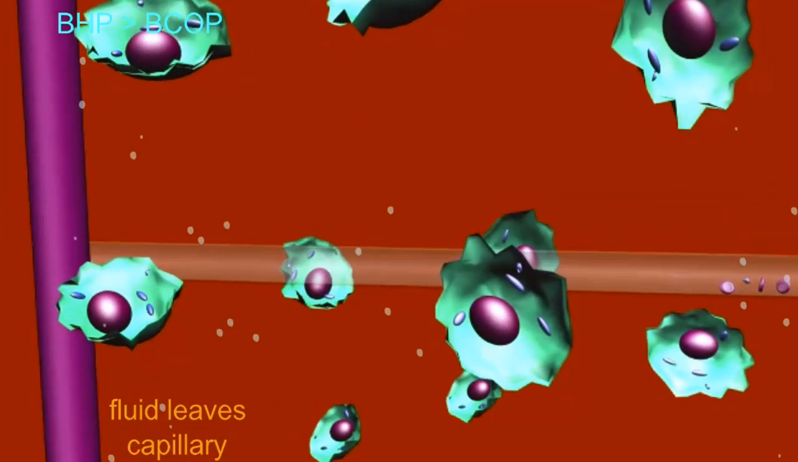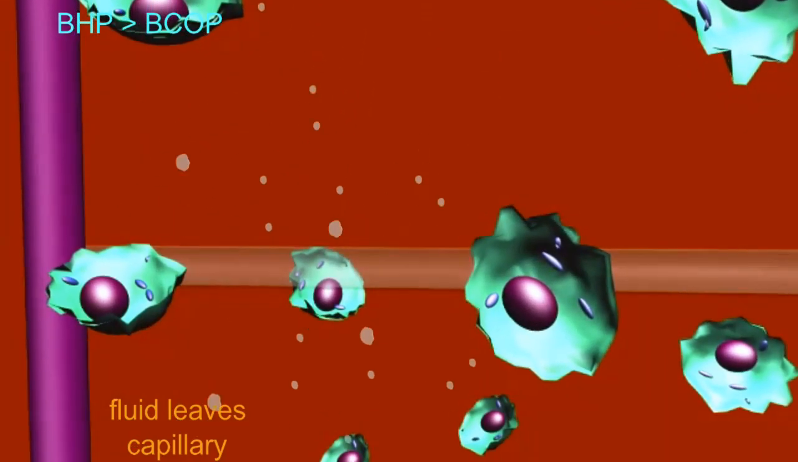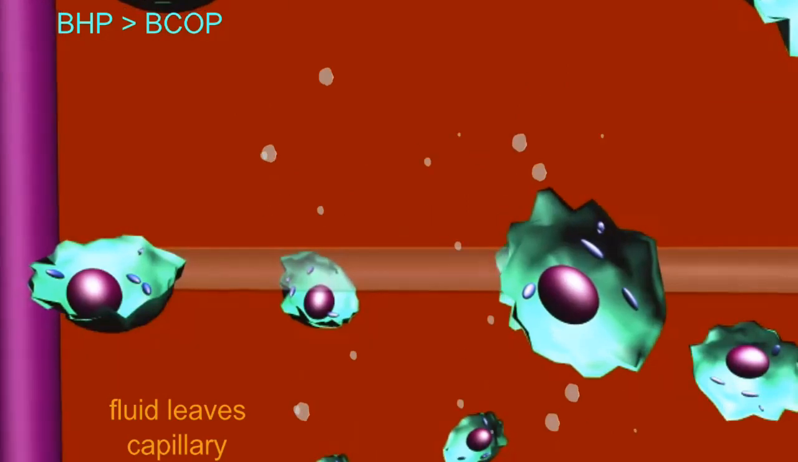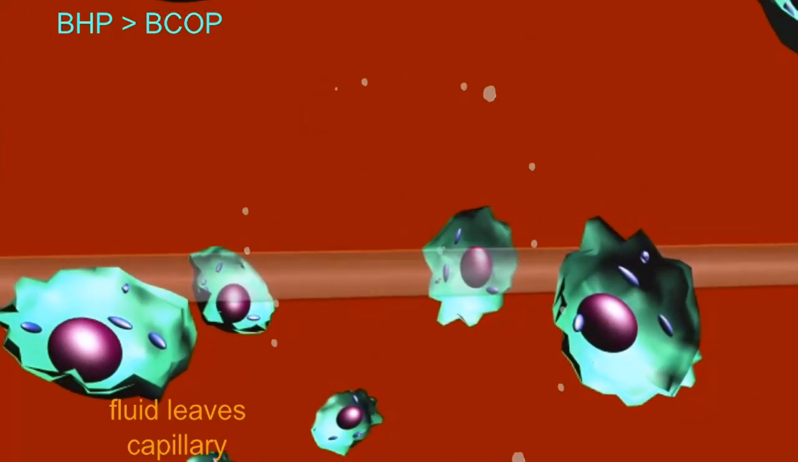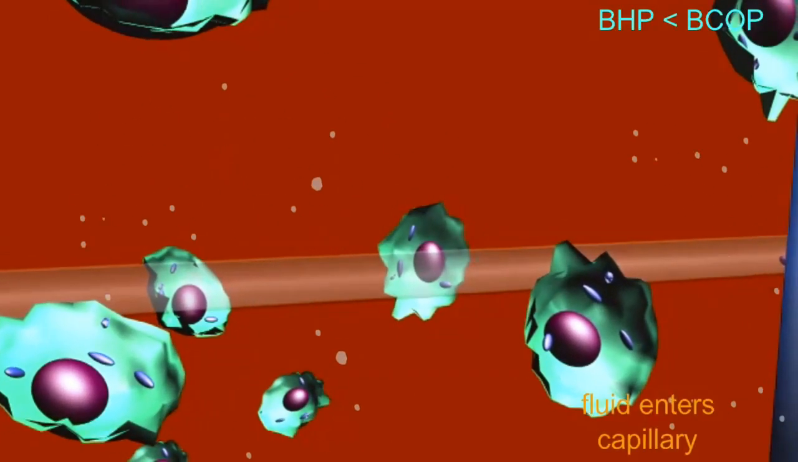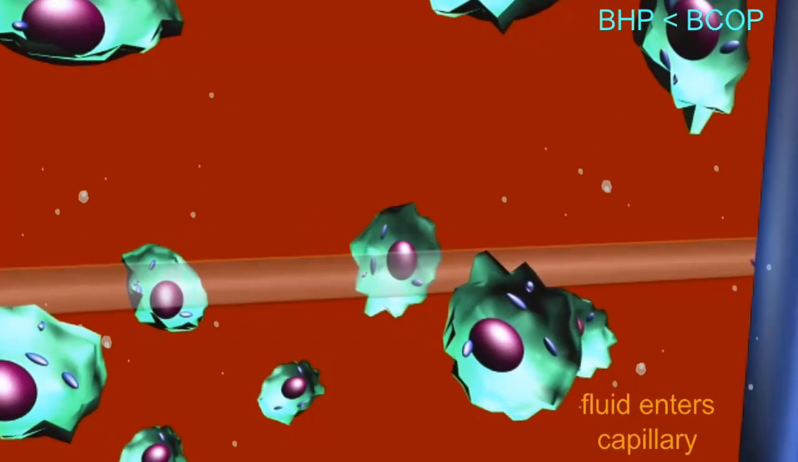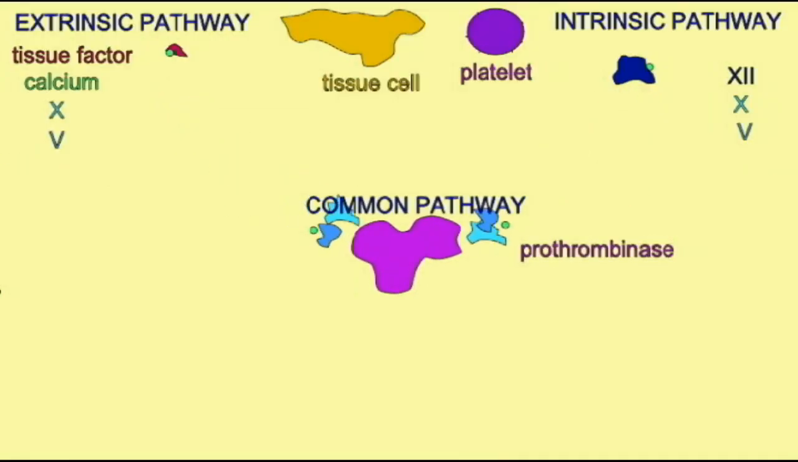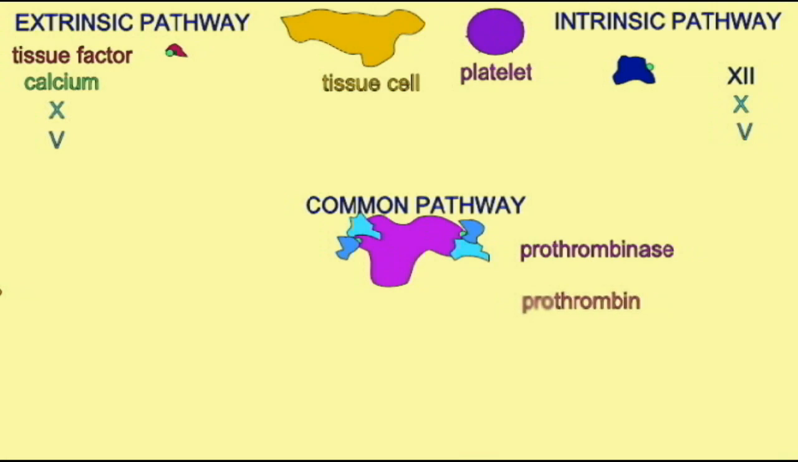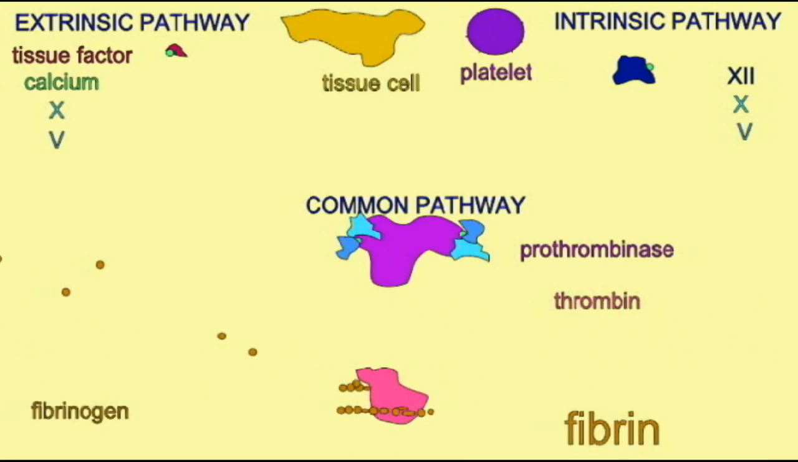When water leaves a capillary due to blood pressure, it returns due to the blood colloid osmotic pressure. Water goes back into the capillaries because of the colloids there, the protein synthesized by the liver. Many clotting factors are synthesized in the liver and enter the bloodstream through these sinusoid capillaries.